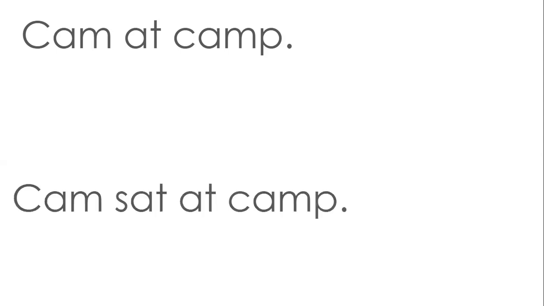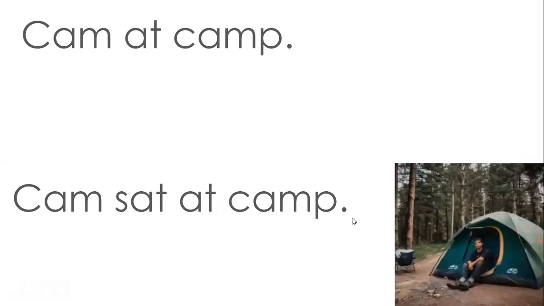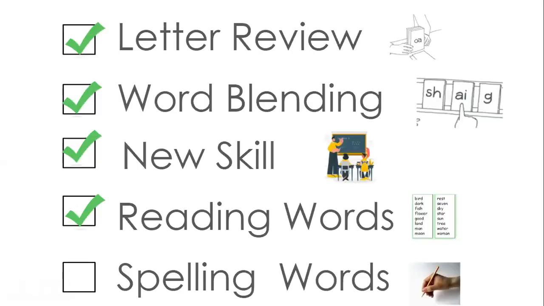Good. Let's do a little bit of reading now. Cam. At. Camp. Good. Camp. Read it again. Cam. At. Camp. Okay, so there's a boy camping. So maybe he's around a tent or a camper. So let's see. Cam sat at camp. So you should be making a picture in your head. And if you had somebody maybe sitting by a tent or in the forest or somewhere camping, that's a good image. Good job. We did our words and now we're going to spell some words.